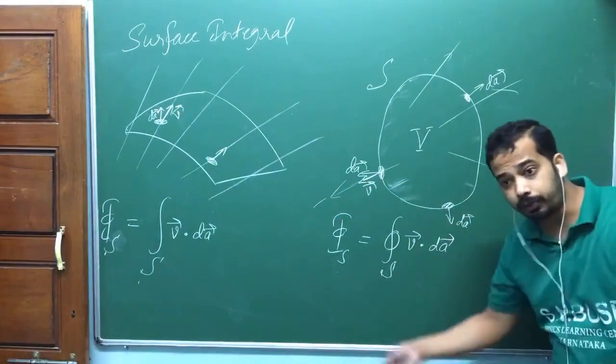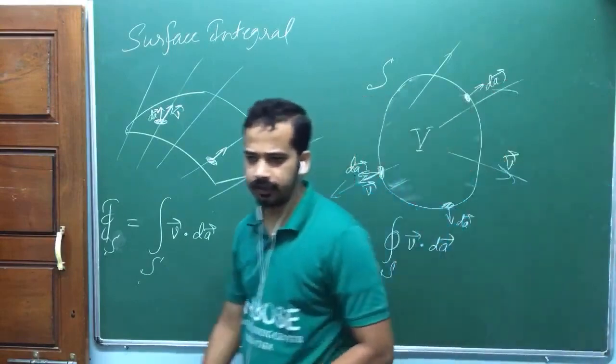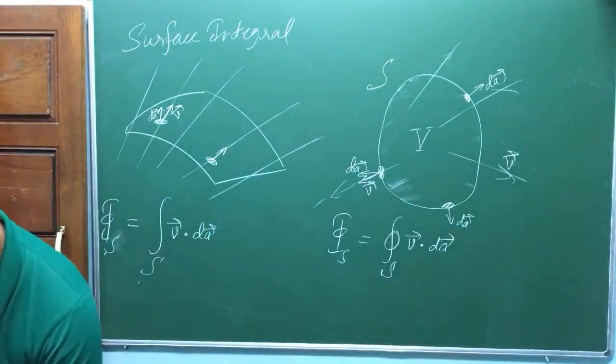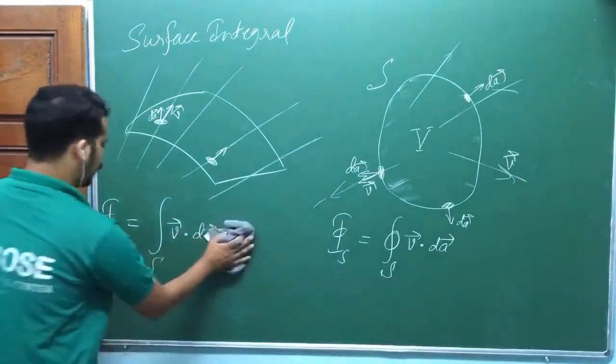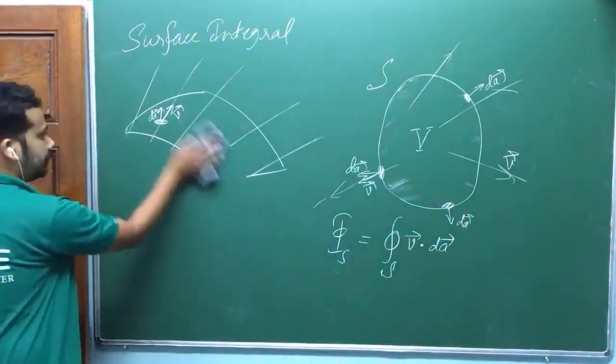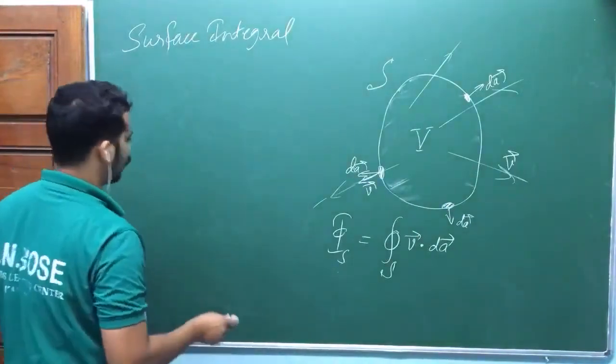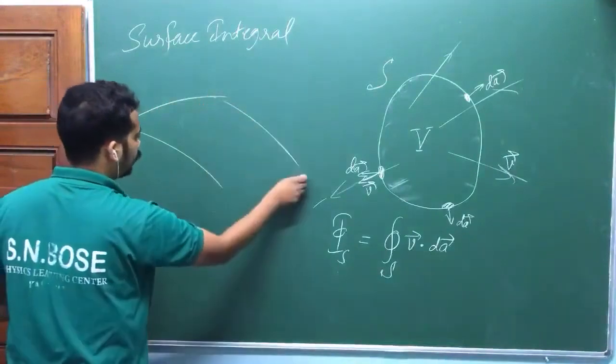To make outward flux positive, inward flux negative. I think I explained that one in the previous class, isn't it? Check that out. Now, the next thing is, look at here again. I just forgot to mention one thing.